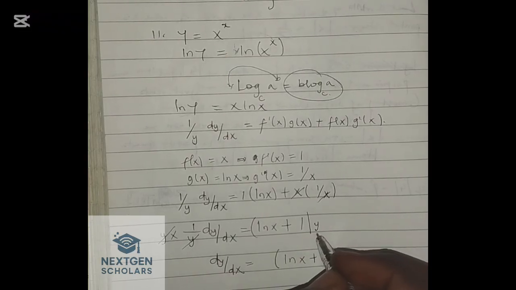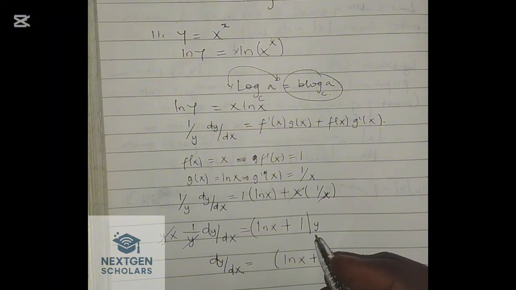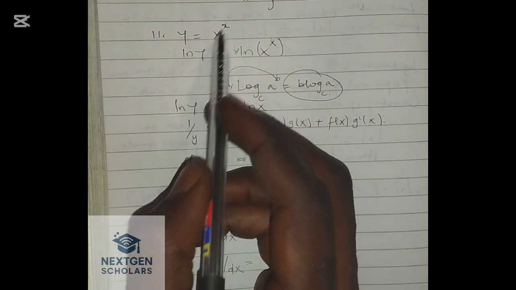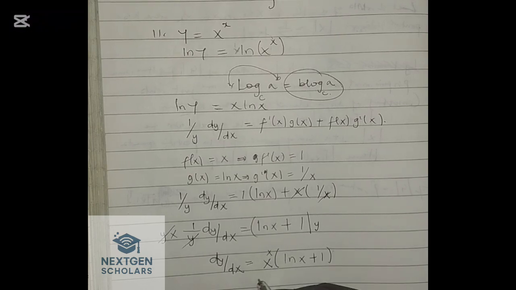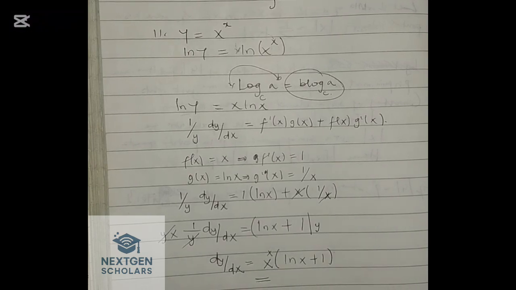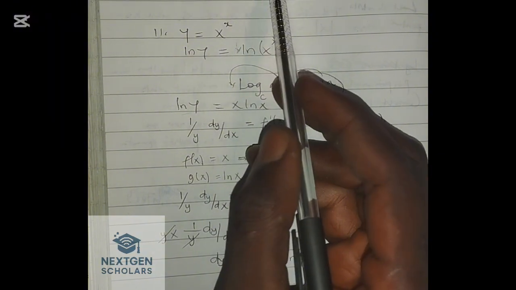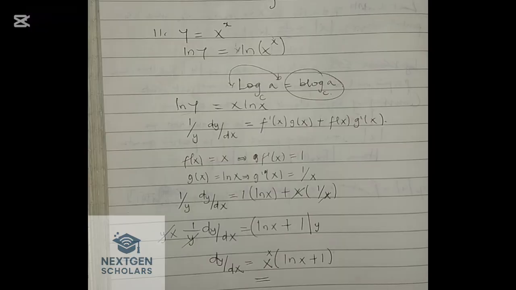Now what is the y to begin with? Our y was x to the power of x, so we replace it here, giving x to the power of x times ln x plus 1. This is the result after we differentiate y equals x to the power of x. For the first problem here, you will be solving that in the next video.